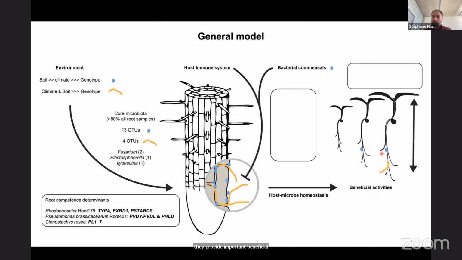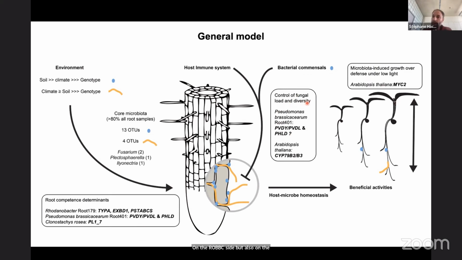I hope I could also convince you that we are now trying to identify mechanisms and genetic determinants that are important for root colonization on the microbial side, so in the bacteria and in the fungi. We also identified genetic determinants that are important for controlling these fungi on the Arabidopsis side, but also on the bacterial side. And finally, we identified plant genes that are important for balancing microbiota-induced growth over defense responses under low light.